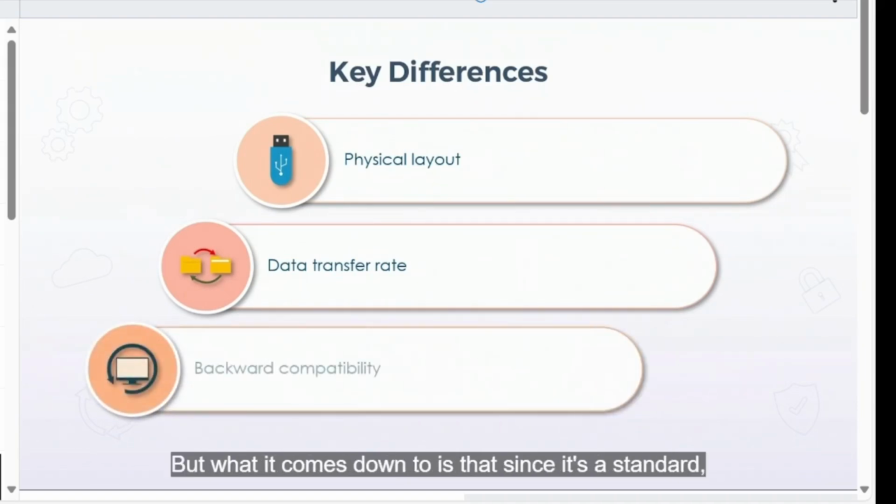However, this makes that same drive backward compatible with USB 2. So even though it will only work at USB 2 speeds, it will still work.